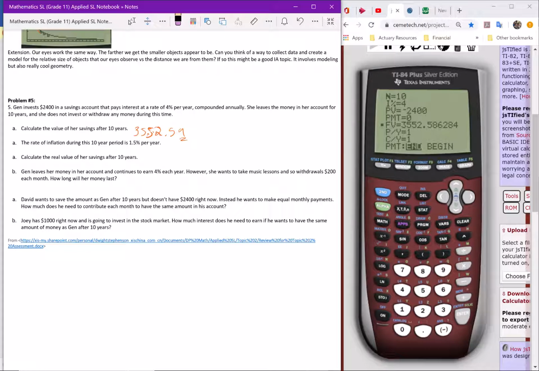Then we get onto the part that says the rate of inflation during this 10-year period is 1.5% per year, which means that the cost of goods and stuff goes up by 1.5% every year, which makes your money less valuable, right? It makes things cost more. Therefore, $3,000 doesn't buy as much in 10 years as it used to. The easiest way to calculate the real value of your savings would be to take, instead of her really making 4%, she's actually making 4 minus 1.5. She's really making 2.5%, right?